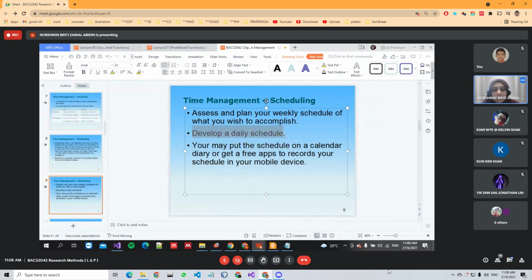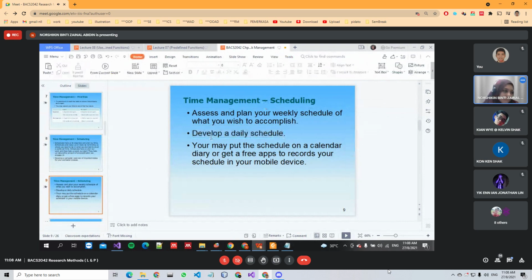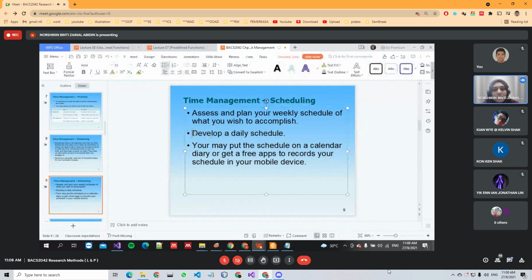For example, a routine for a student depends on the practice. But like me, I was trained since I was a little girl. Every night, even if I don't have class, I was trained to study, to read something every night. So it has stuck with me until now. So try to develop a daily schedule, something that will bring positive things to you. You may put the schedule on a calendar, diary, or get a free app to record your schedule on your mobile device.